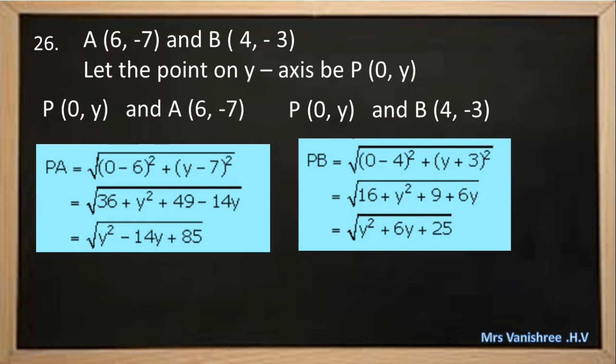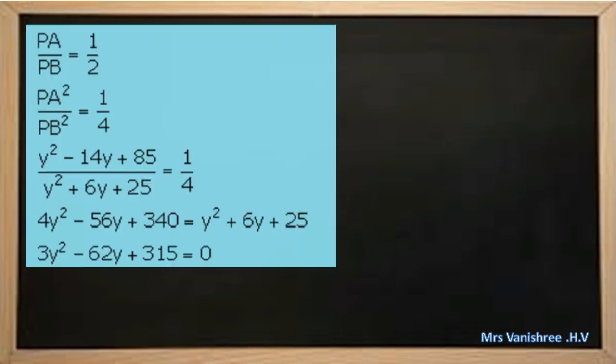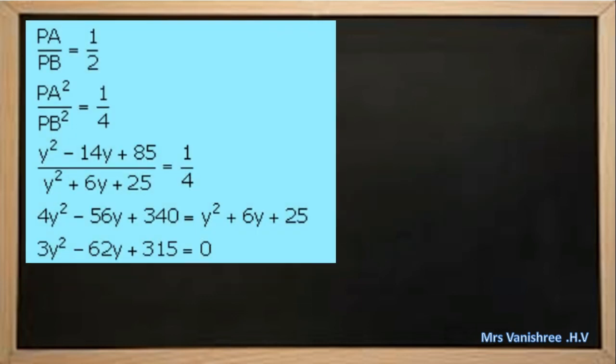I hope you remember in the beginning we did a few problems where the distances were equal. In such cases we equated PA and PB. But here the distance is given in the ratio 1:2. So note this. Consider PA by PB as 1/2. To remove the square roots, we can take PA square by PB square is equal to 1/4.